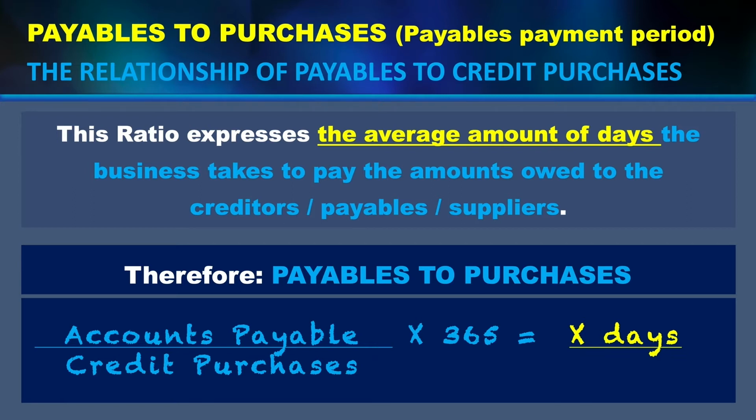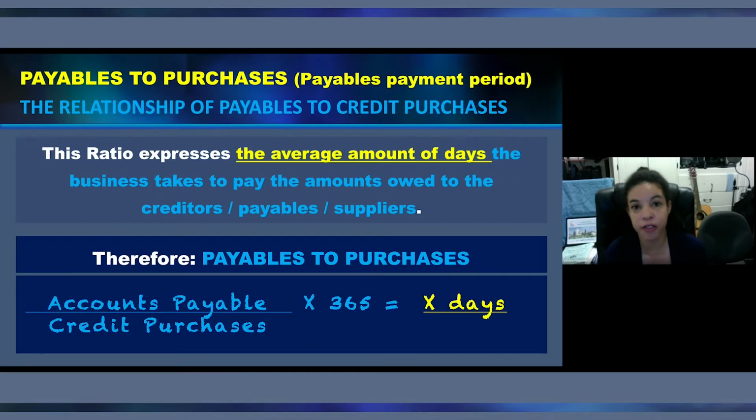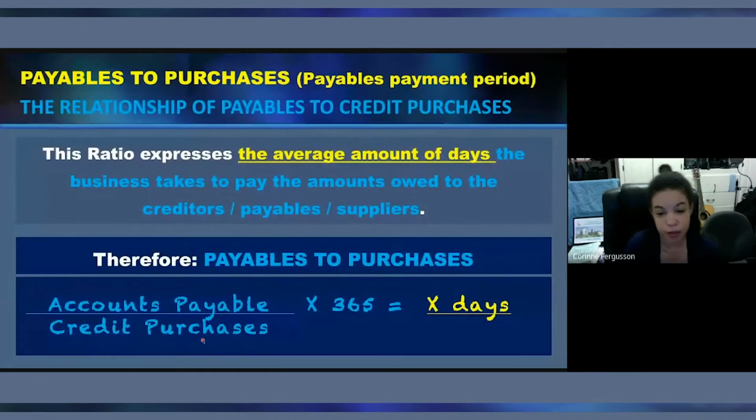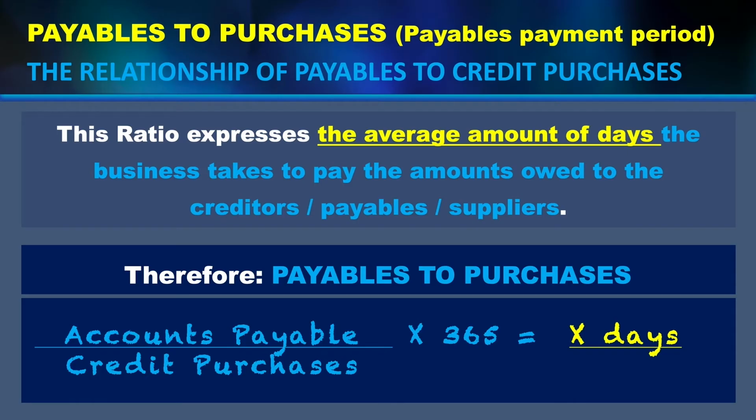Once again, specifically credit purchases. But if they only give you a purchases figure, that is the figure that you're going to use, assuming that all the purchases are credit purchases, right? So it's your accounts payable over your credit purchases, or whatever purchases figure they give you, multiply by the 365, and the answer you get, days.